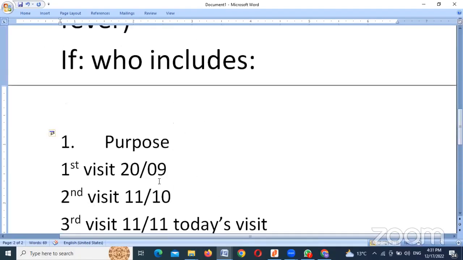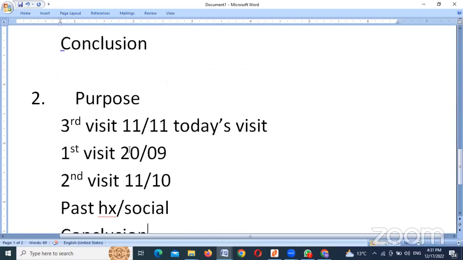So what do you think? What is appropriate for this letter, number 1 or number 2? Which order: chronological order or order of importance? What is important here?